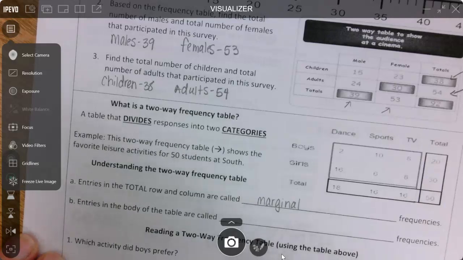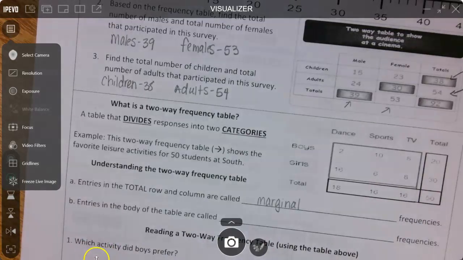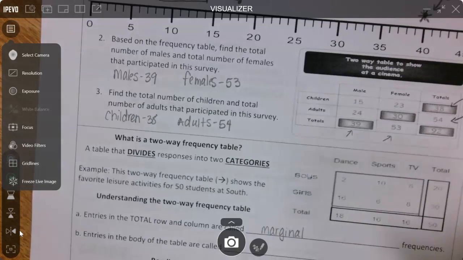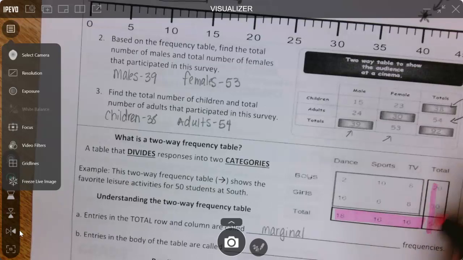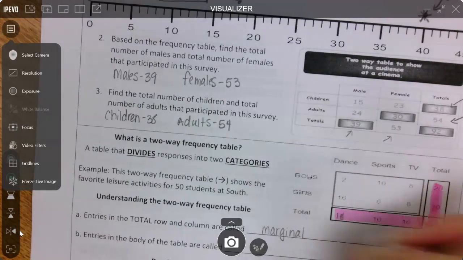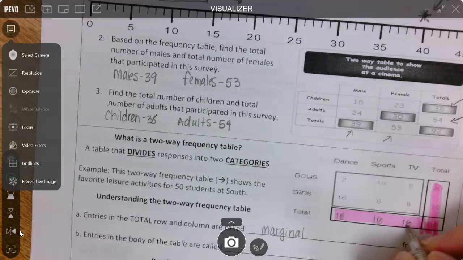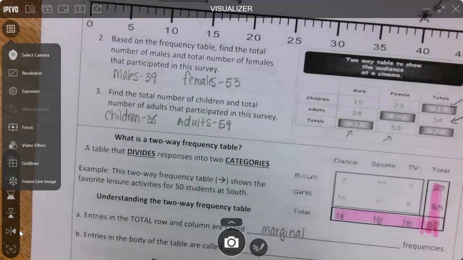Okay, so that's going to be, let me get my highlighter. Hold on just a minute. Okay, so our marginal frequencies are here. So this is 18, 16, 16, 20, 30, and 50. Sorry, it's hard to see. It should show up better on your paper.